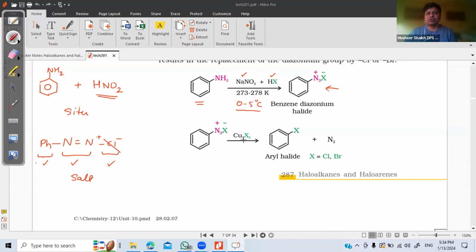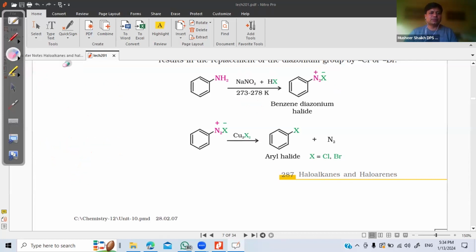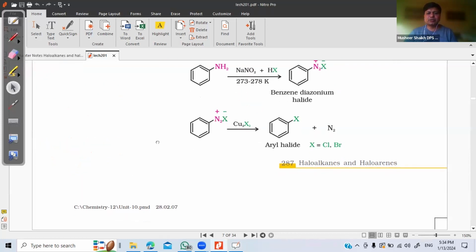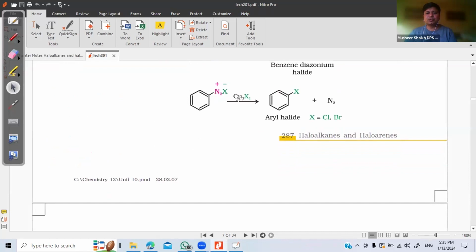So when the benzene diazonium salt is reacted with Cu2X2, this is the classical reaction, we call it the Sandmeyer reaction. It's a name reaction which is in the syllabus. Very important reaction. Now X can be Cl or Br here. Surprisingly, F and iodine do not participate in the reaction.